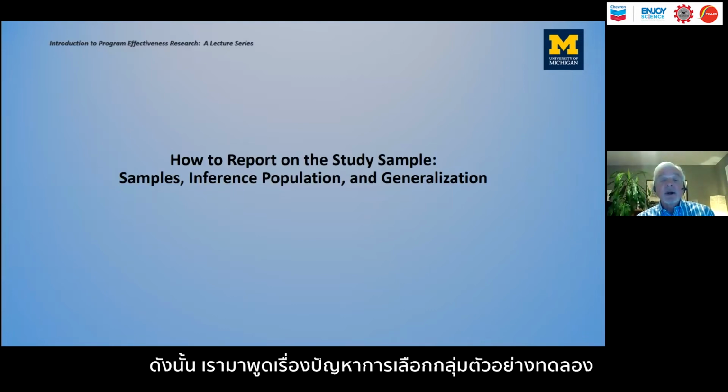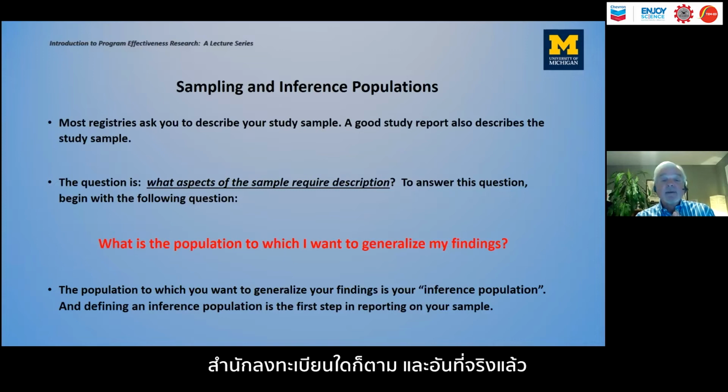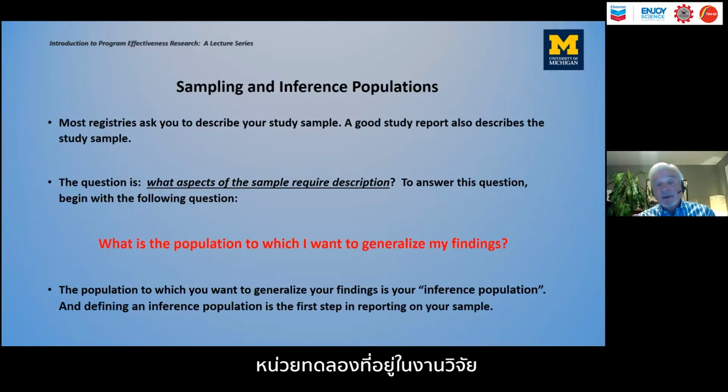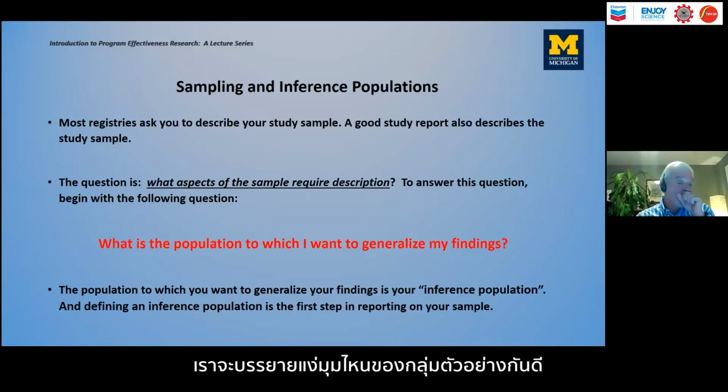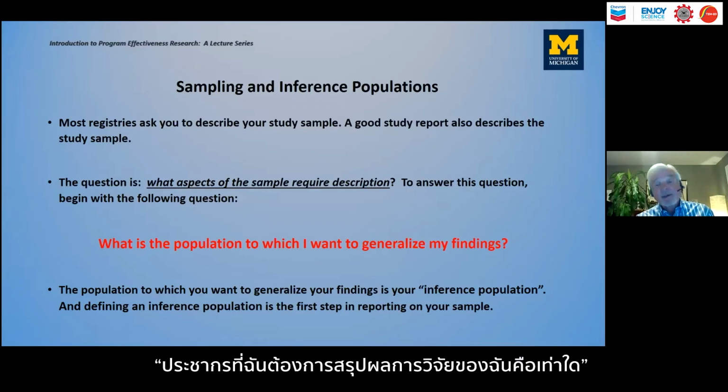So now let's talk about the problem of sampling and generalization. Any registry, and in fact, any good study, is going to include a description of the sample of the study, the units that were in the study. The question, of course, is what aspects of the sample am I going to describe? And the answer to that question comes from your answer to the following question. What is the population to which I want to generalize my findings?